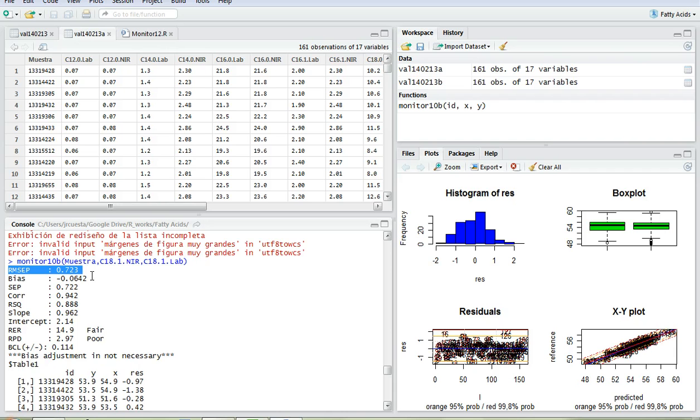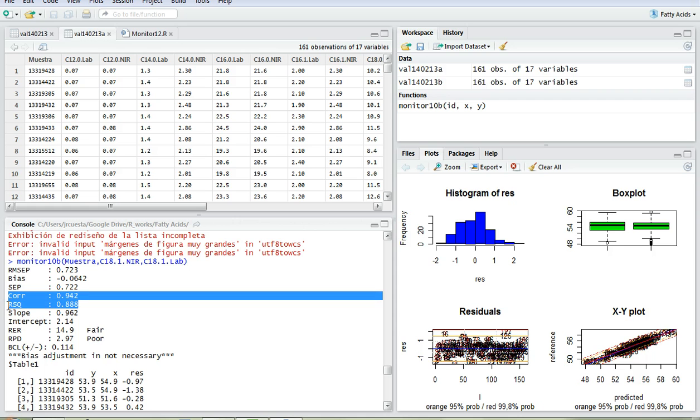This is the total error, the random error plus the systematic error, and this is the bias, this is the mean of the residuals. This is the SEP, the standard error of prediction, the standard deviation of the residuals. This is the random error. I have here the correlation between X and Y, the lab and predicted values, and here I have this, which is just the square of this one, the RSQ.